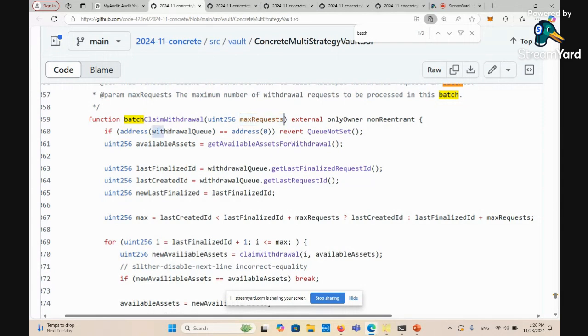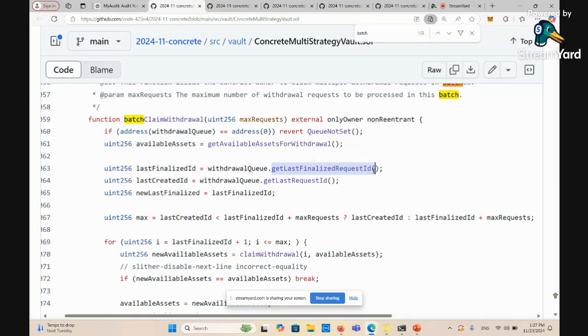So first of all, you check if there's a queue. If not, you don't call this function. Secondly, you are going to call get available asset for withdraw. We already looked at this function. Basically, it checks the balance of this multi-strategy vault, and also checks all the available withdraw balances from all the strategies, and then you add all of them together. Then you're able to call the withdraw queue. There's a method called get last finalized QID. So this basically gets a tail.